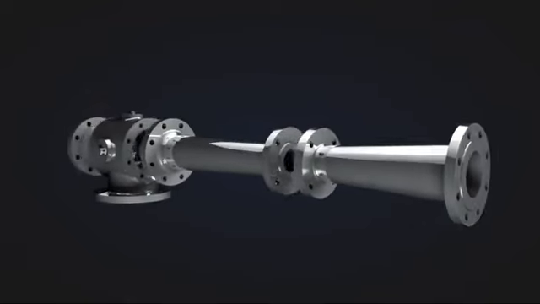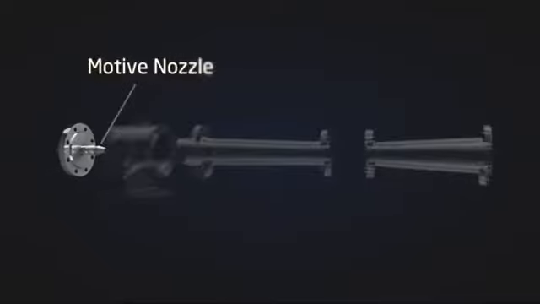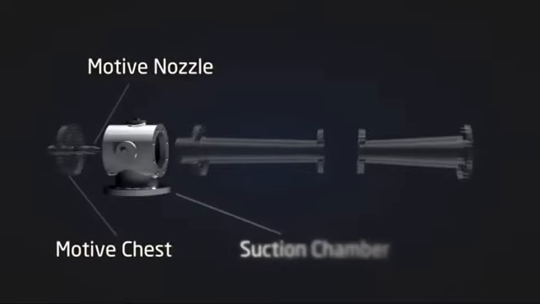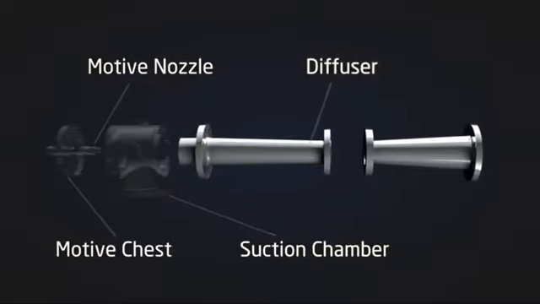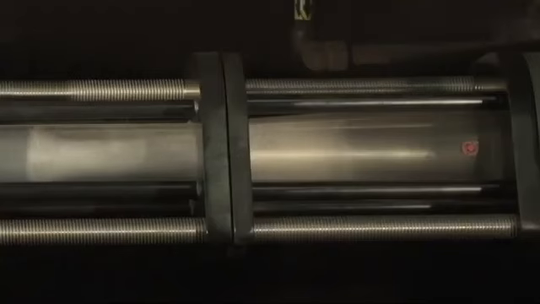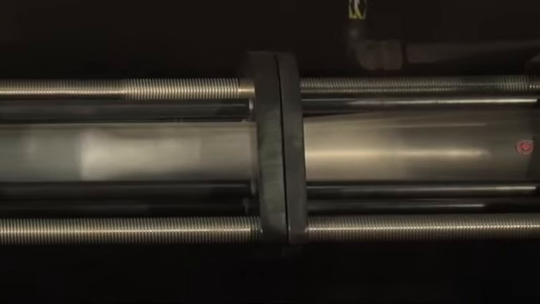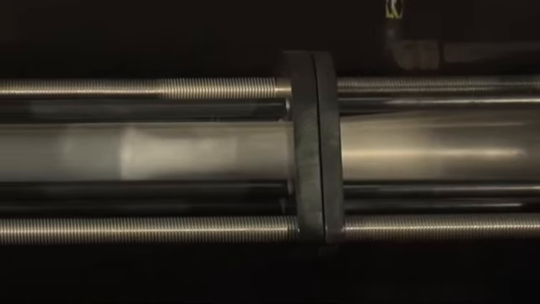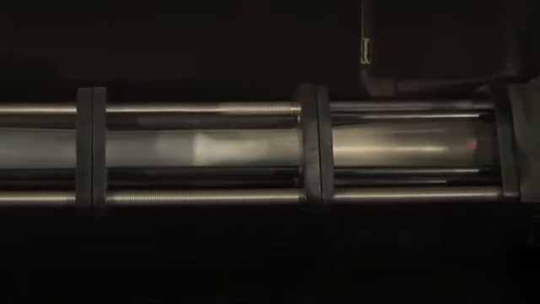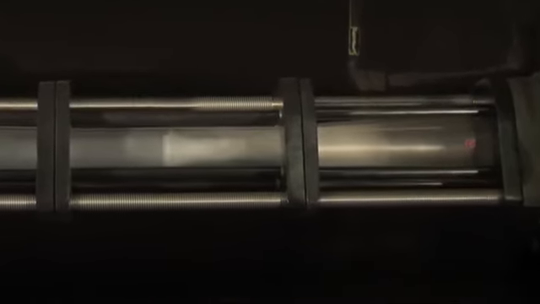There are 4 major components to an ejector: the motive nozzle, motive chest, suction chamber, and diffuser. An ejector works by converting the pressure energy of the motive fluid, otherwise known as potential energy, to velocity energy or kinetic energy. This is accomplished by the adiabatic expansion from the motive fluid supply pressure to the suction load pressure as motive fluid flows through a converging-diverging nozzle, as you can see happening here in the glass ejector.